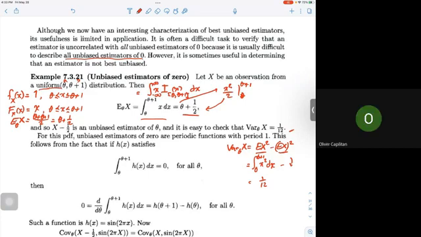Meron siyang noise cancelling. Okay, so, or pwede natin isolve yung variance of x using the formula. We have actually b minus a quantity squared over 12. So, ano yung b minus a? Theta plus 1 minus theta, squared, over 12.